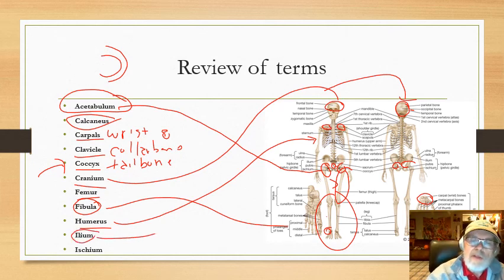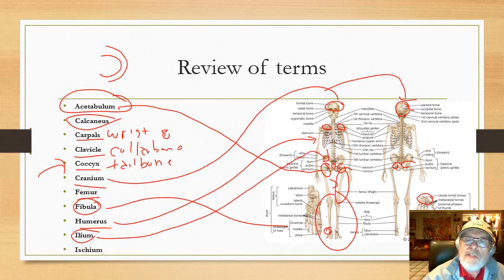The ilium. The ilium is the part of the pelvis right here. It's that big winged area. Here's the ilium right here. If you feel the sides of the hip, you'll feel this big crest, this big ridge of bone on top of the hip. And that's called the ilium. It's a very large bone.